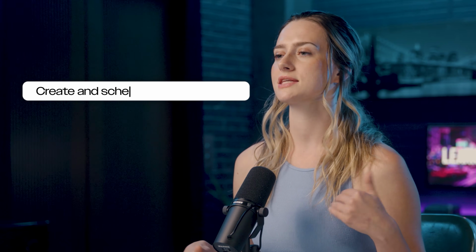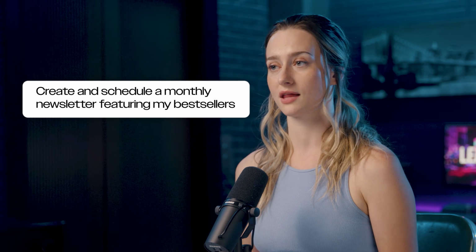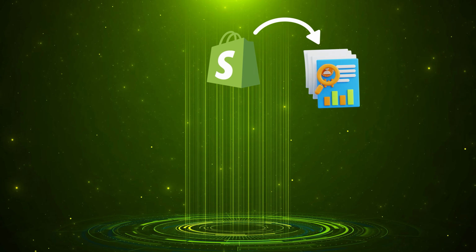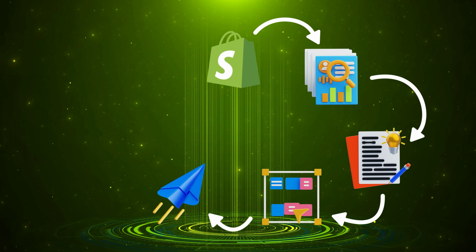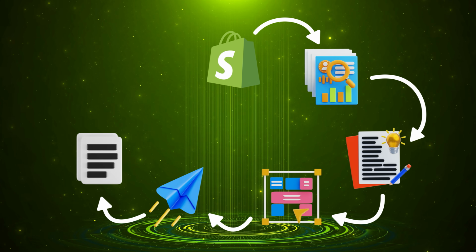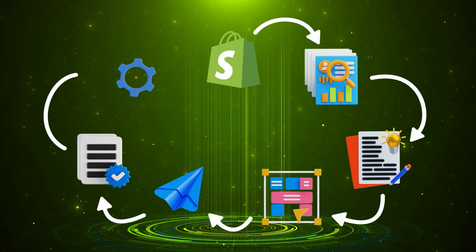Level 3, AI agents. This is where autonomy begins. You tell an AI agent, create and schedule a monthly newsletter featuring my best sellers. It fetches the data, analyzes what's working, writes compelling copy, designs the layout, and sends the newsletter. More importantly, it uses reasoning to check its work, verify the data, and adapt its approach based on the results. This creates a circular self-improving process rather than a linear one.